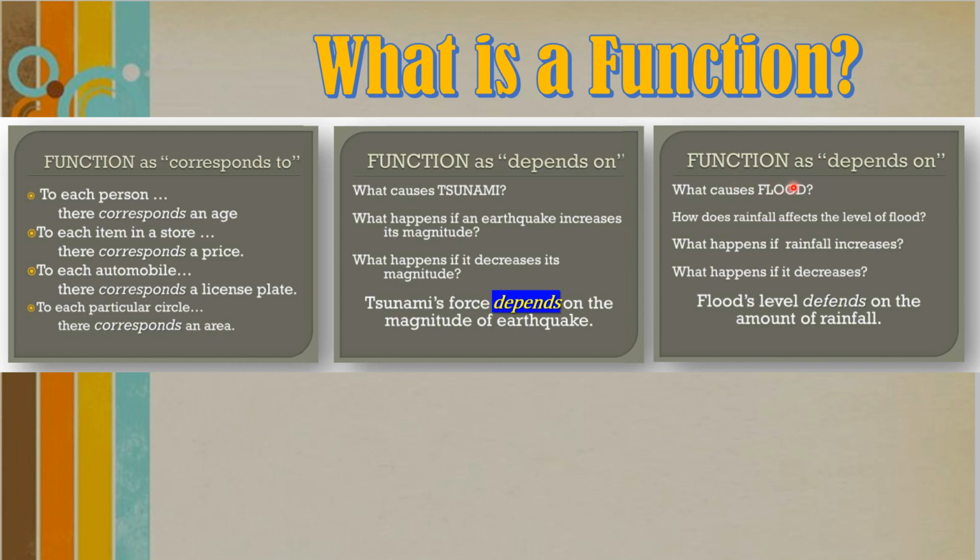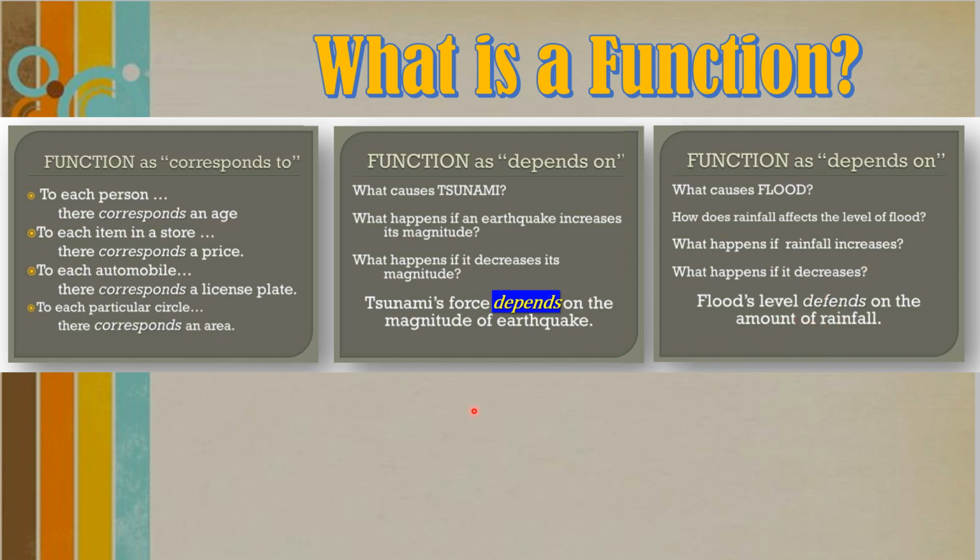Next, function as depends on again. What causes flood? We all know that it is the rainfall that affects the flood. It will cause flood, and rainfall affects the level of the flood. How? If the rainfall increases, then the level of flood will increase. If the rainfall decreases, then the level of flood will decrease to a low level. So therefore, flood's level depends on the amount of rainfall.